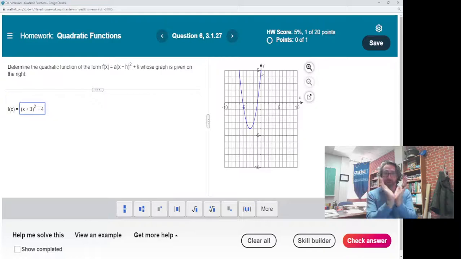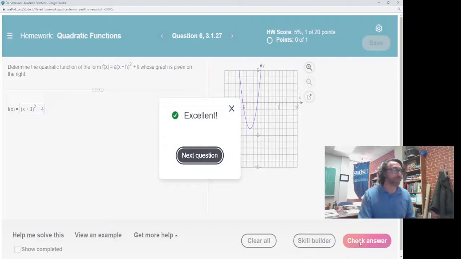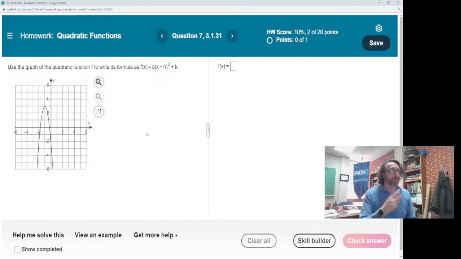The fact that it opens up tells me that a should be positive, and the fact that the jumps match the jumps in the graph of y equals x squared tells me the lead coefficient should be 1, so I actually don't really need to put it in there. I don't think it would count it wrong if I did. So I just left it blank. Okay, now let's look at this one.